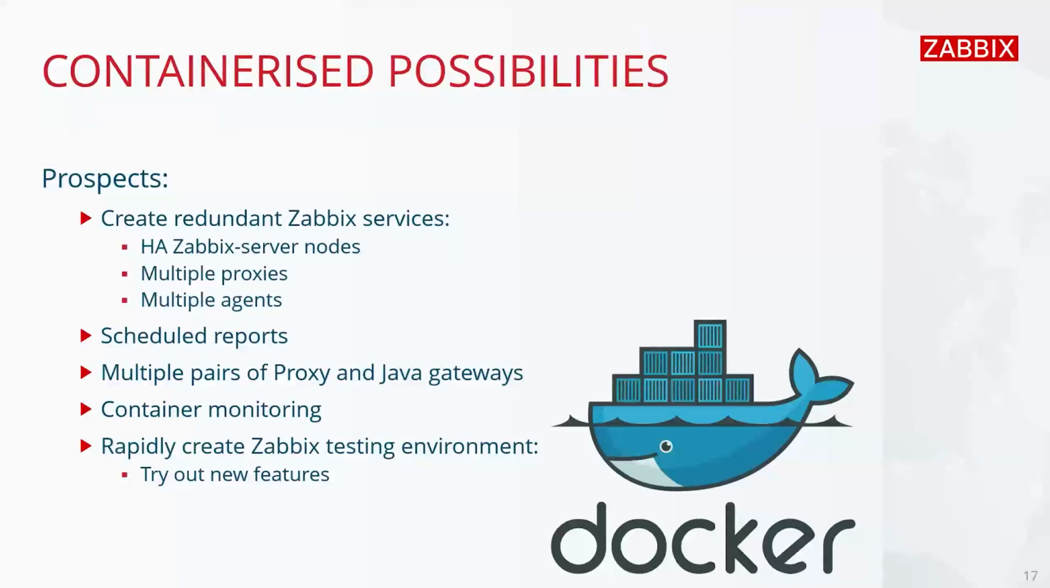So with containers, you have a lot of possibilities. You can create a lot of redundant services. Let's say you can create high availability Zabbix server nodes. You can make multiple proxies and therefore proxy groups. You can also start up multiple agents with different container images. You can also easily make scheduled reports. You can also make a proxy with Java gateways. You can also perform container monitoring and also check out the new features as they become available.